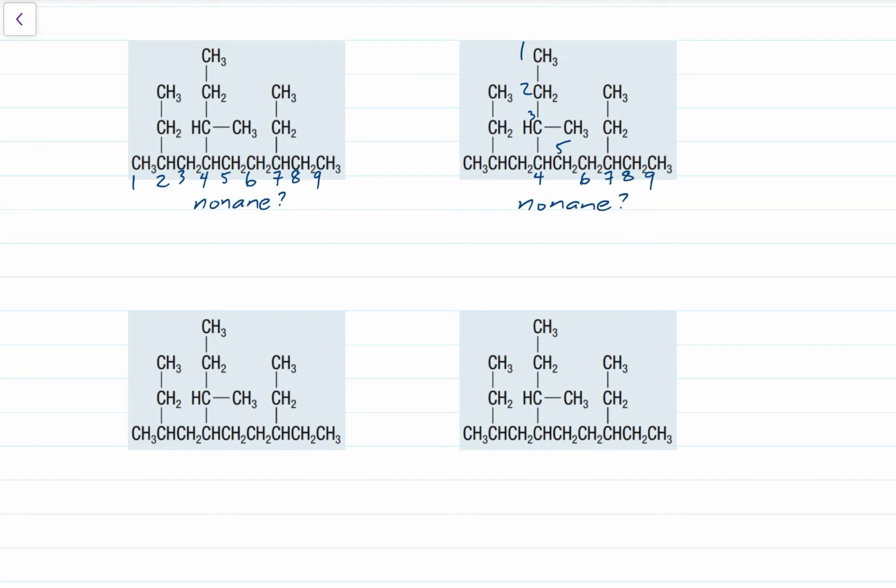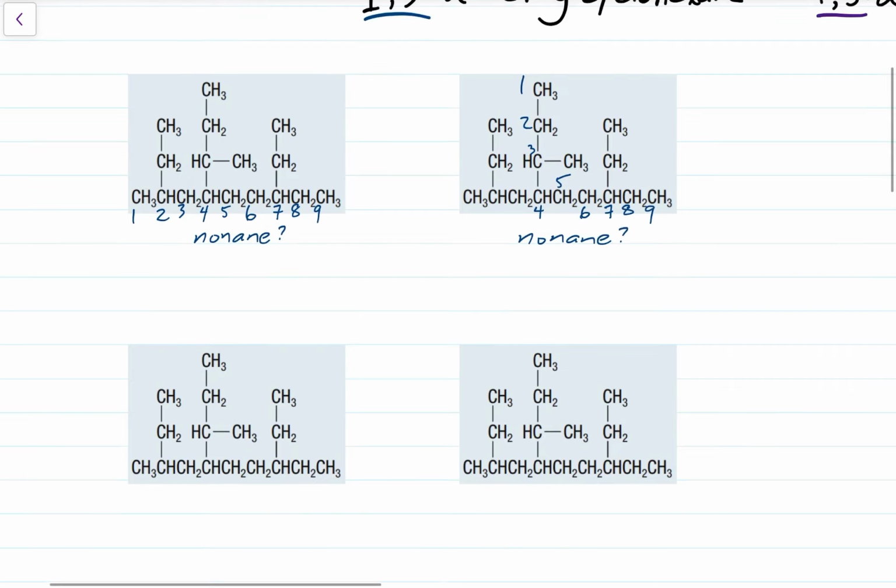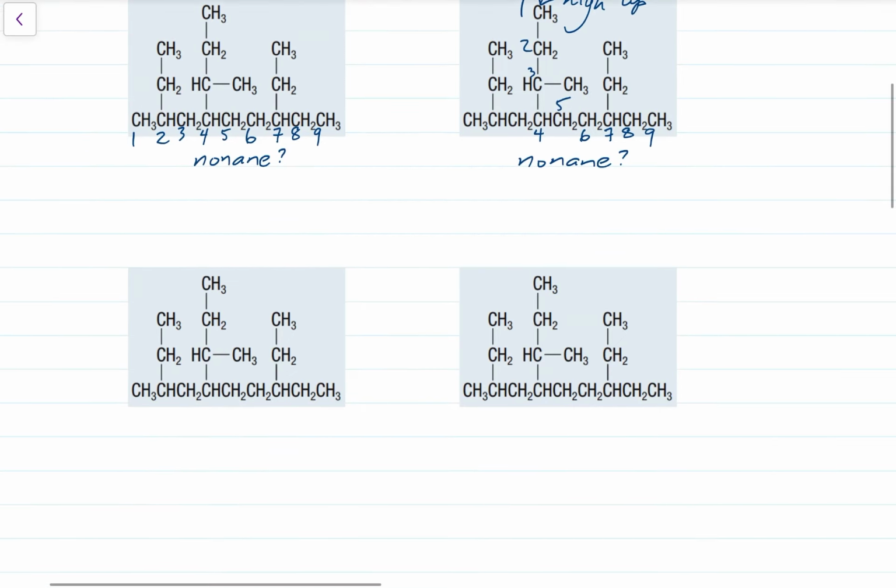Are there any other combinations that might reveal themselves? I started there at 1 because this one's pretty high up. So again, trial and error to find that parent chain. So is this a nonane? Well, let's play with some other spots here. We're going to go 1, 2, 3, 4, 5, 6, 7, 8, 9, 10. So that's a decane.